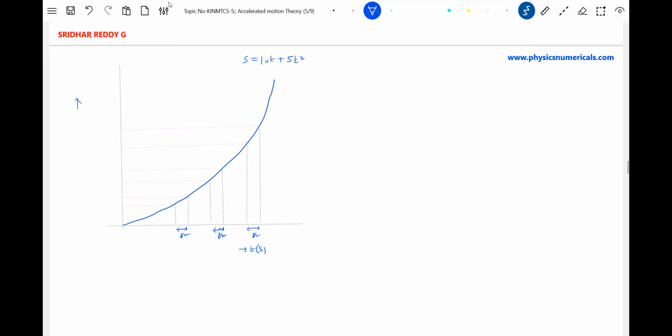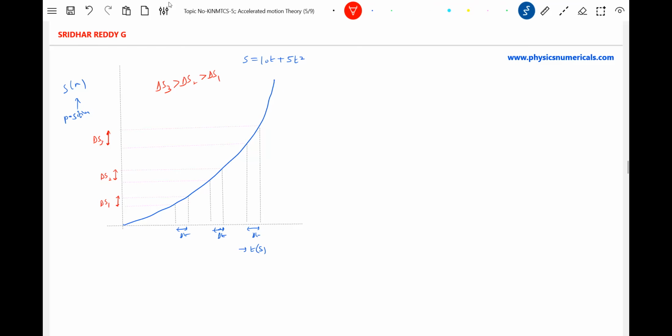T is in seconds and this S is the position. Now look at this. This I'll indicate by delta S1, delta S2, delta S3. What happened? Delta S3 is greater than delta S2, greater than delta S1. So what is the conclusion I can make? Distance covered in equal intervals of time will increase with time.